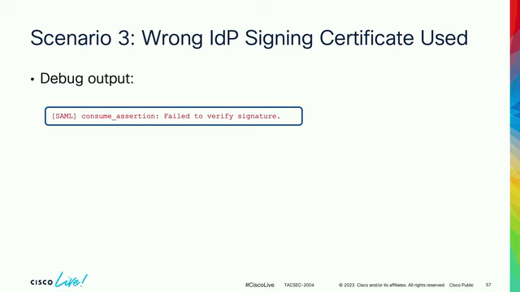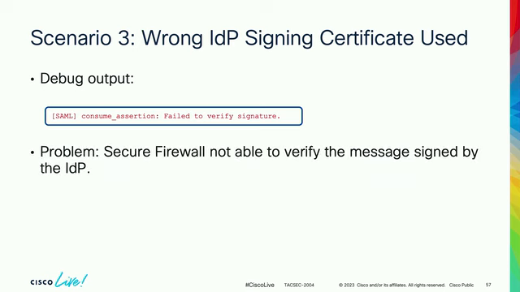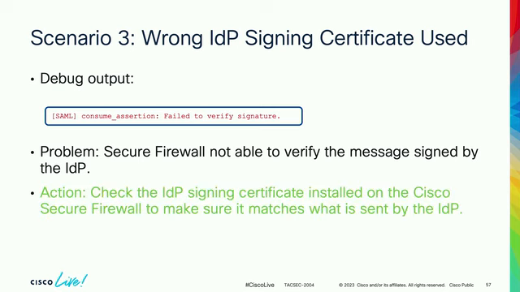So I remember that at the beginning of this session, the most common issue regarding SAML is misconfiguration. So at this point, the service provider, or the secure firewall, is not able to verify the message signed by the IDP. So probably there's an issue on the configuration, and we did not specify the correct certificate here.